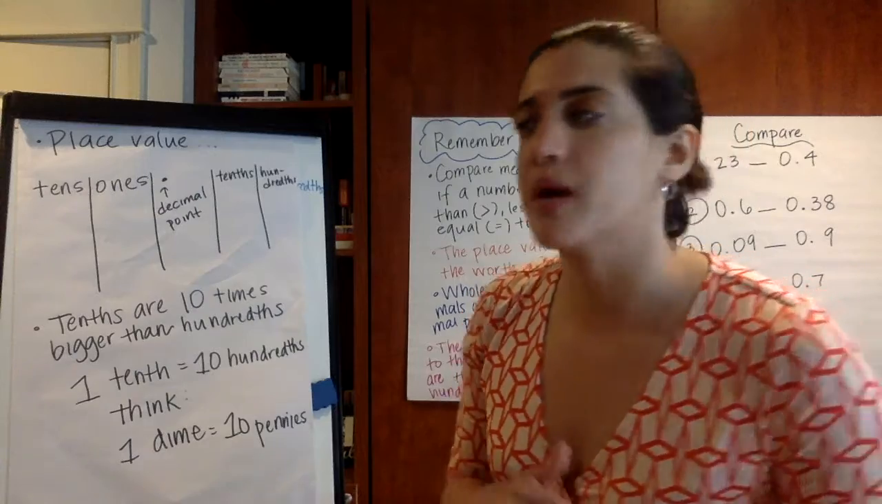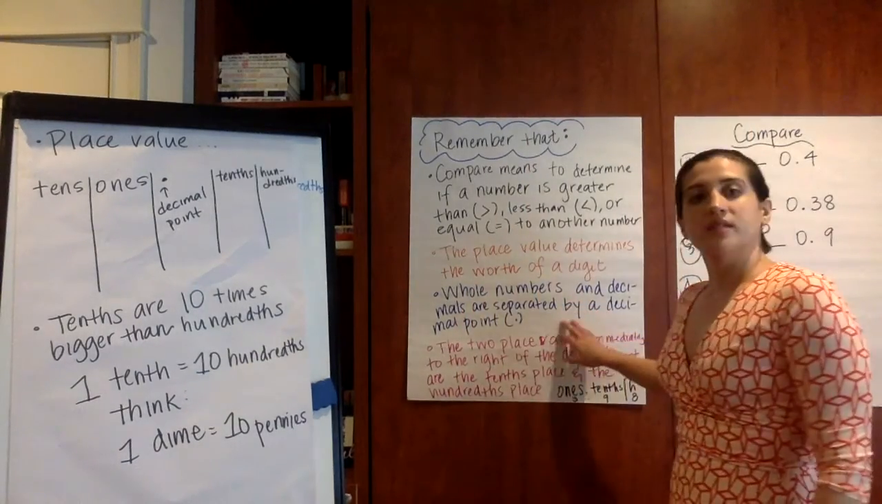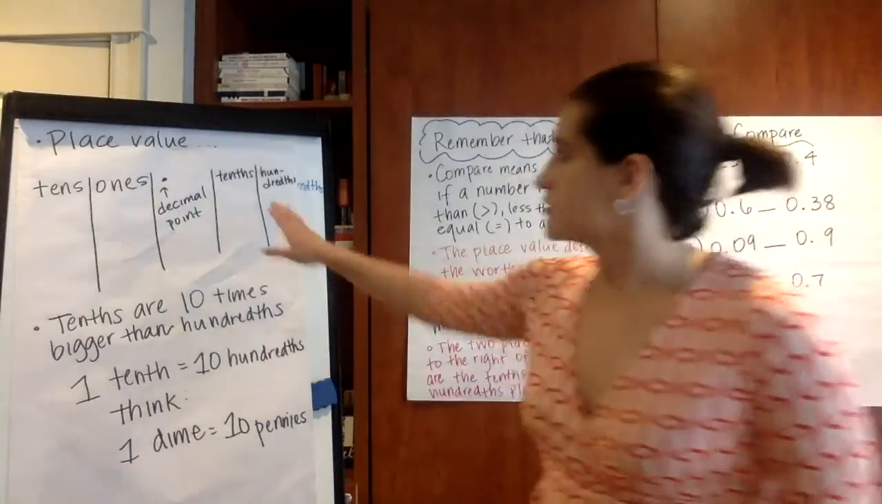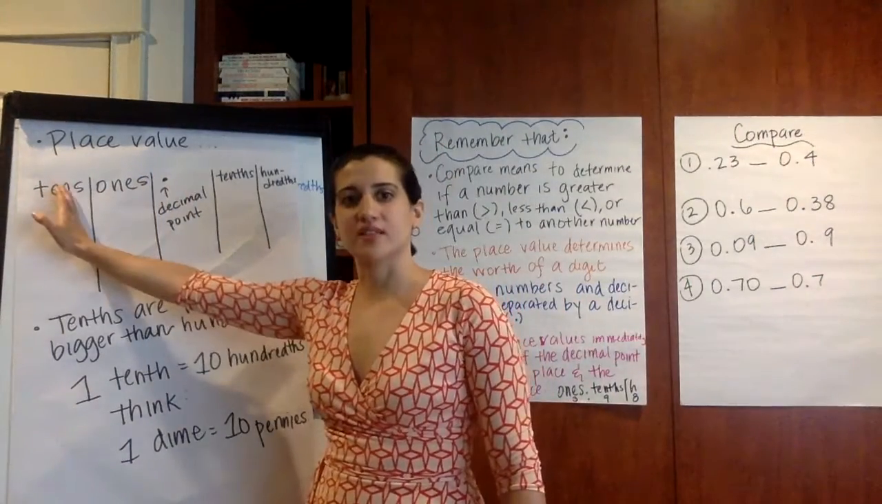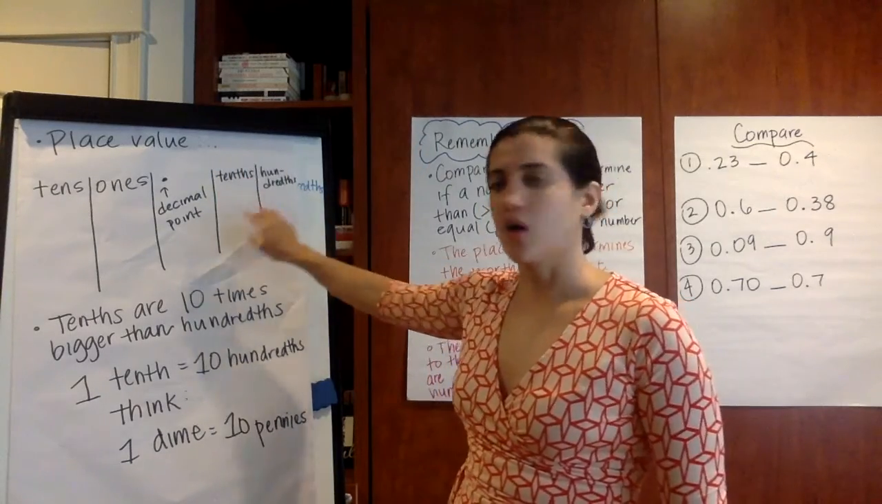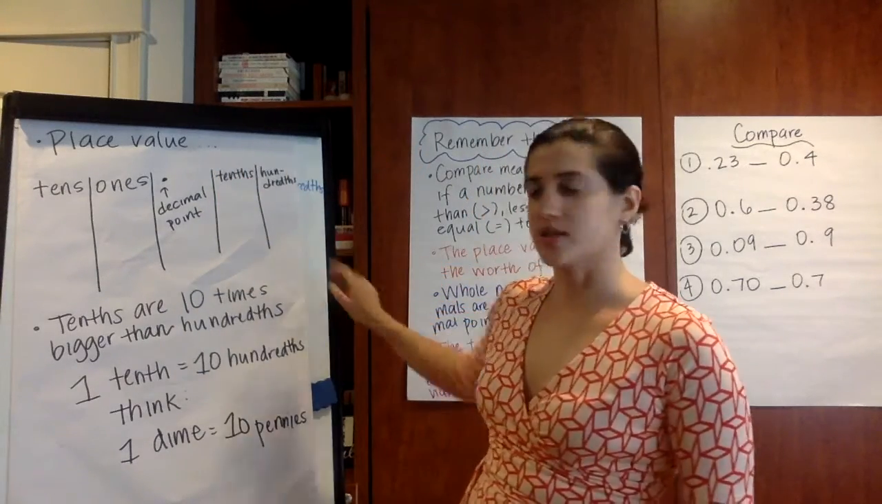Also, please remember, whole numbers and decimals are separated by a decimal point. The whole numbers are to the left of the decimal point, and the decimals, which are worth less than 1, are to the right of the decimal point.